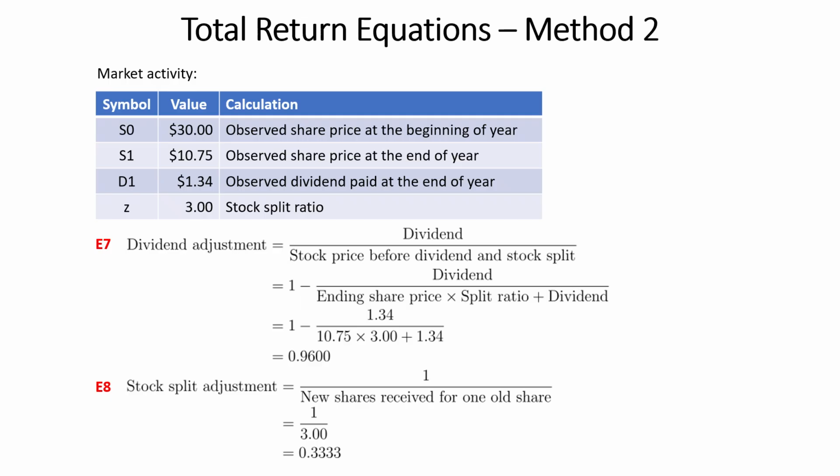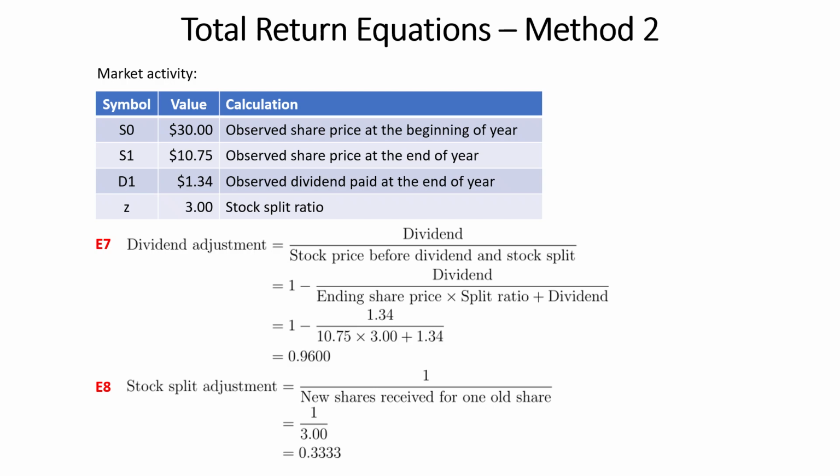S1 is the observed share price at the end of the year, which is $10.75. And then we had D1, which was the observed dividend paid at the end of year one, which is $1.34. And all of these numbers come from the preceding slides of method one. And then Z, small z, is the stock split ratio of 3.